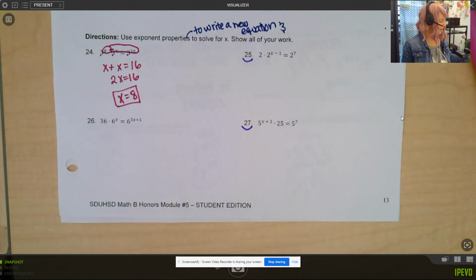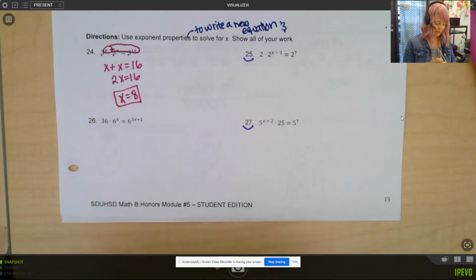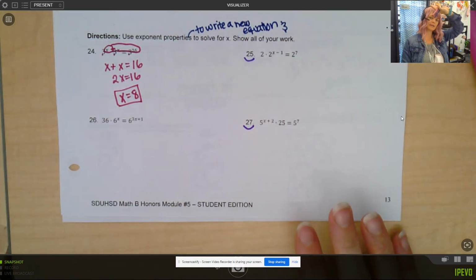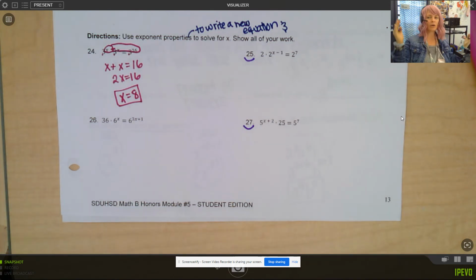Okay, but remember, this only works if we have the same base. We have to have the same base. Oh no, 26, you guys, we don't have the same base. Woe is us. We have a 36 and a 6. Oh no, what will we do? Oh, it's not that big of a deal. So don't be so dramatic.